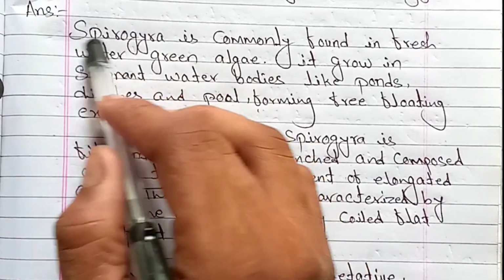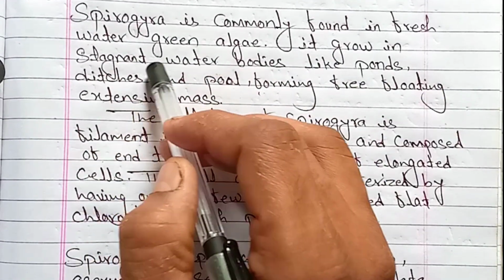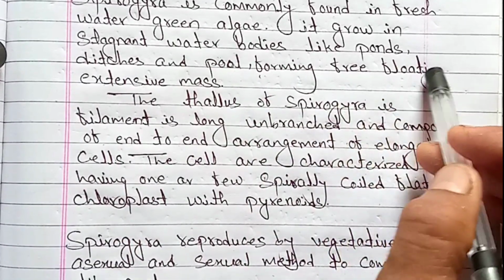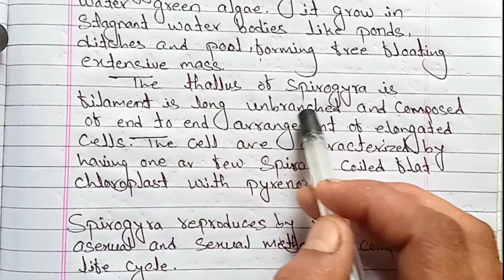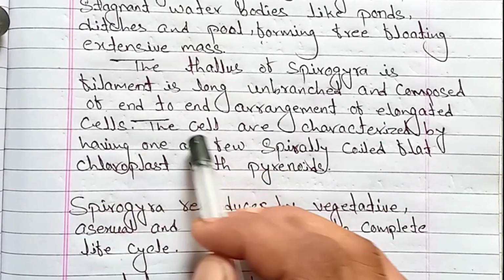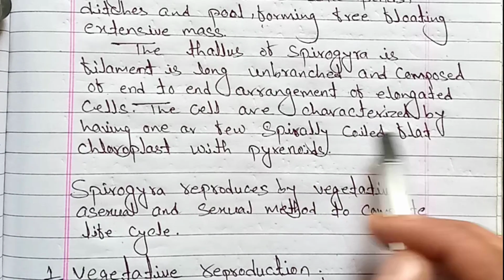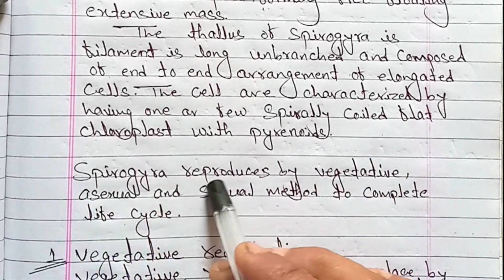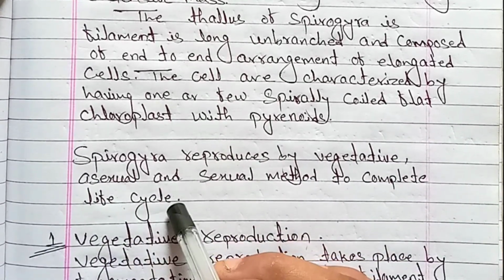Answer. Spirogyra is commonly found in fresh water green algae. It grows in stagnant water bodies like pond, ditch and pool, forming free floating extensive mass. The thallus of Spirogyra is filamentous, long and unbranched, composed of end to end arrangement of elongated cells. The cells are characterized by having one or few spirally coiled flat chloroplasts with pyrenoids. Spirogyra reproduces by vegetative, asexual and sexual methods to complete life cycle.